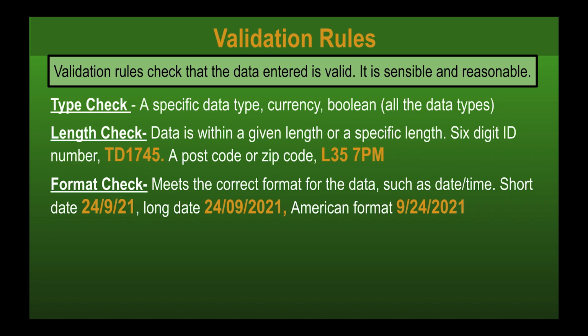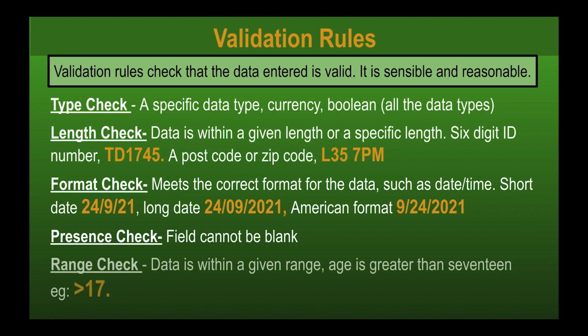A format check will make sure that it is meeting the correct formatting requirements. So for example, if you had a date and time, we have a difference between an American format and a British format, or using a long date and a short date. So notice there's no 0 here and it's just 21 instead of being like 09 and 2021. So it puts it into the correct format that you choose. Presence check just means the field cannot be blank. That's a great one to put on a primary key, by the way. And a range check, you'll be used to this one. So that's making sure that the data is within a specific range.